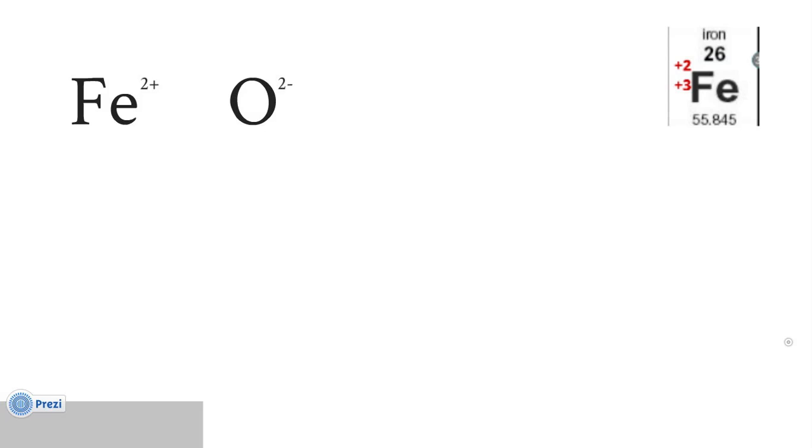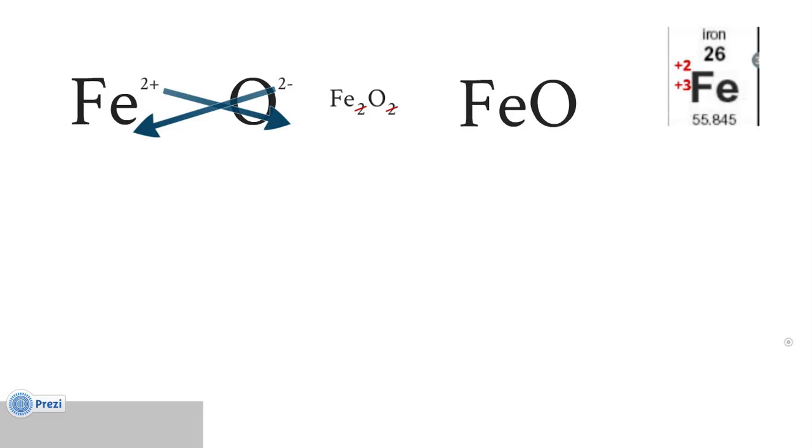When we cross the charges, we get Fe2O2, and we know from before that when both of the coefficients are the same, they cancel out, giving us a chemical formula of FeO. Now, how do we say this? We say iron Roman numeral 2 oxide, and you say it that way because the charge of the cation is +2. Iron Roman numeral 2 oxide.